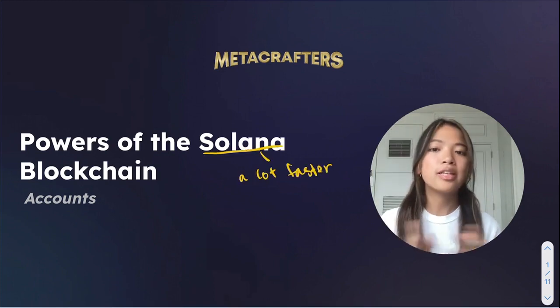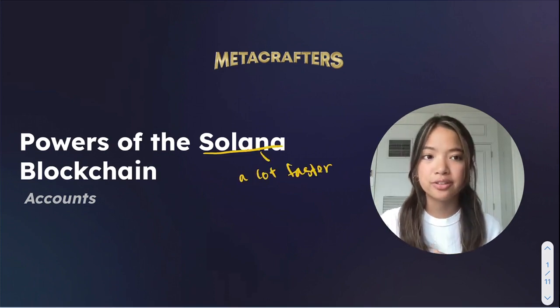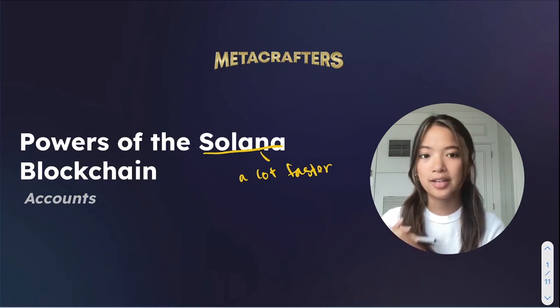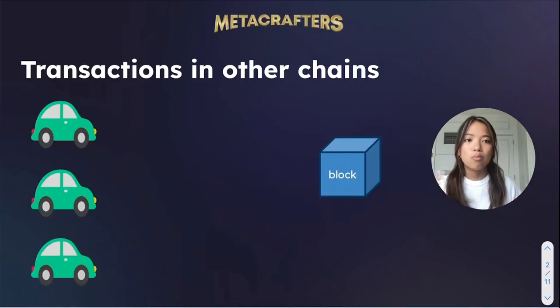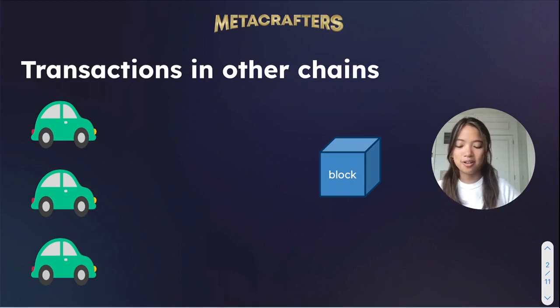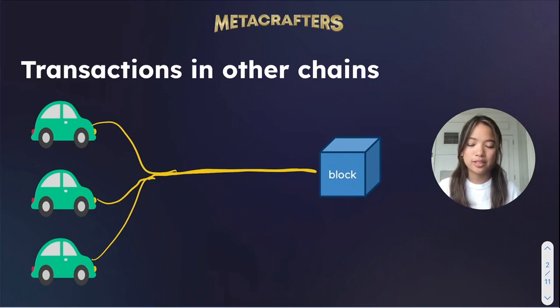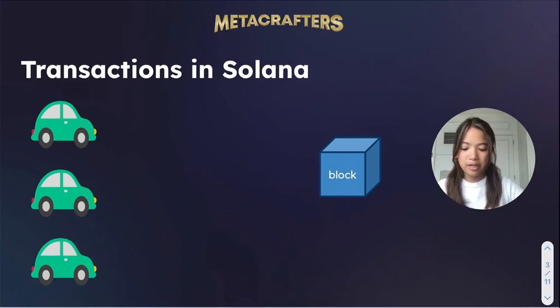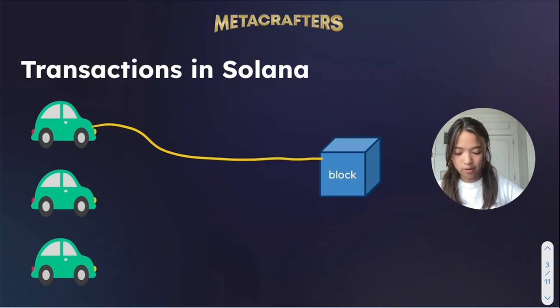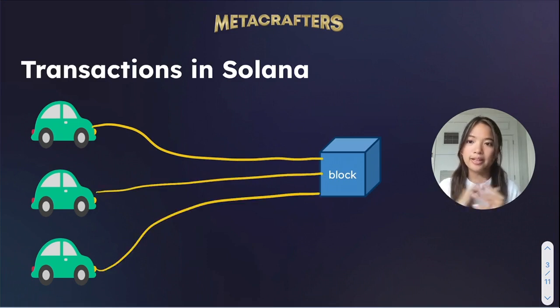We already know that Solana is really fast because of proof of history, but it also happens because of accounts too. So what do I mean by this? Well, in other chains, transactions are processed one at a time. Let's say these transactions are cars. Transactions are processed one at a time, so they'd each have to take turns to get processed into a block. On the other hand, with Solana, transactions can run in parallel, almost like a multi-road highway. This, of course, makes Solana a lot faster.